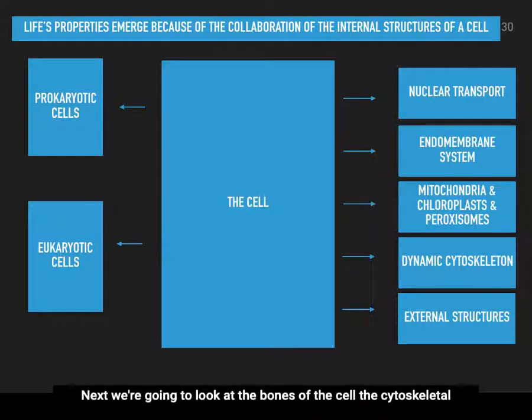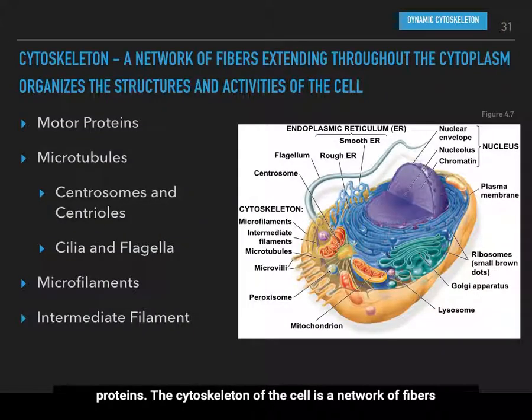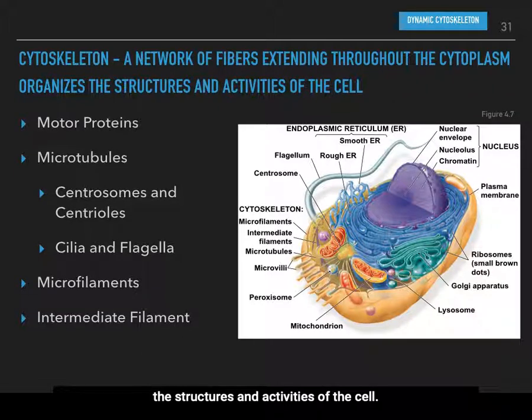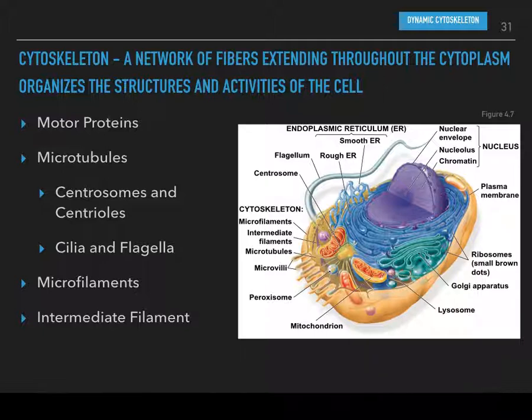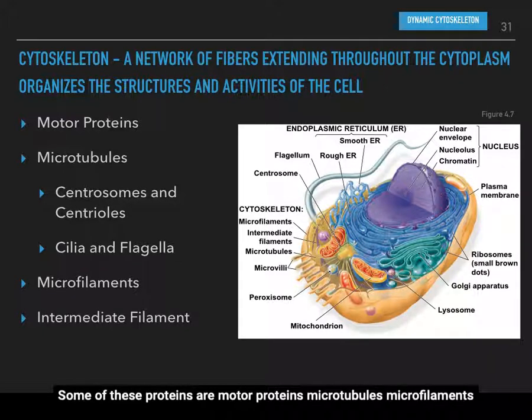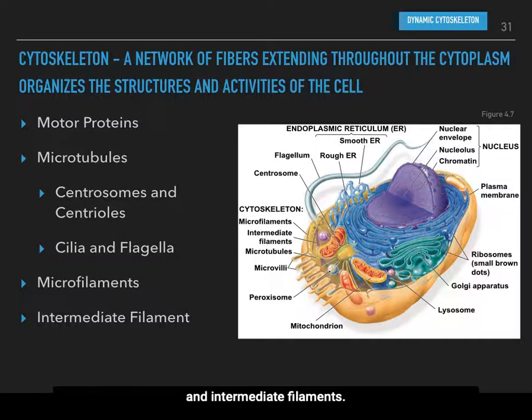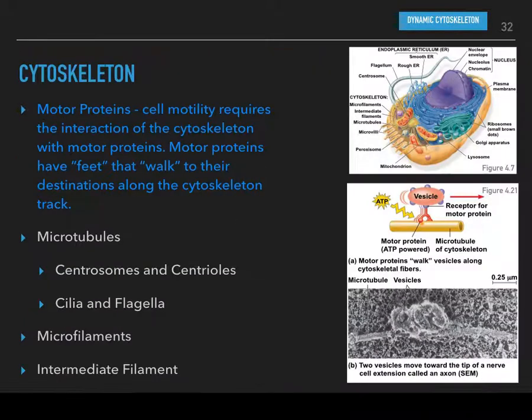Next, we're going to look at the bones of the cell, the cytoskeletal proteins. The cytoskeleton of the cell is a network of fibers that is found throughout the cell's cytoplasm and organizes the structures and activities of the cell. Some of these proteins are motor proteins, microtubules, microfilaments, and intermediate filaments.